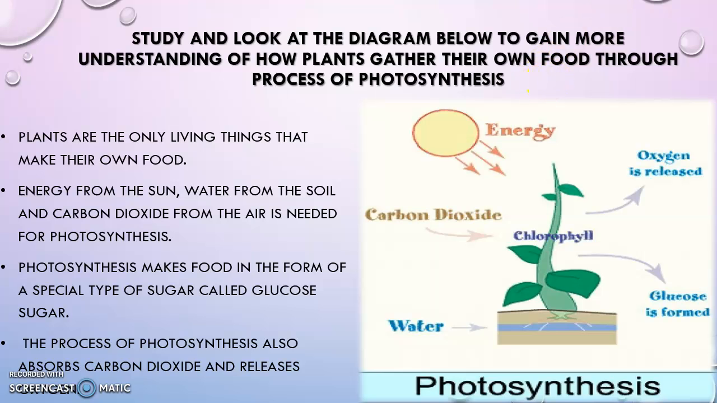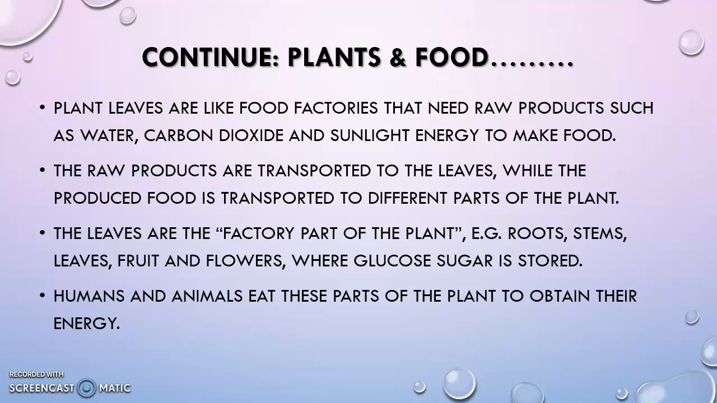Let's continue on to the next slide. As we continue with plants and food, further facts. Plant leaves are like food factories that need raw products such as water, carbon dioxide, and sunlight energy to make food. The raw products are transported to the leaves, while the produced food is transported to different parts of the plant. The leaves are the factory part of the plant. For example, roots, stems, leaves, fruit, and flowers are where the glucose sugar is stored. Humans and animals eat these parts of the plant to obtain their energy.